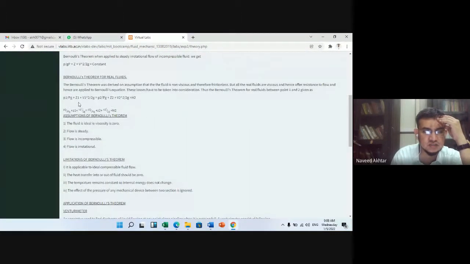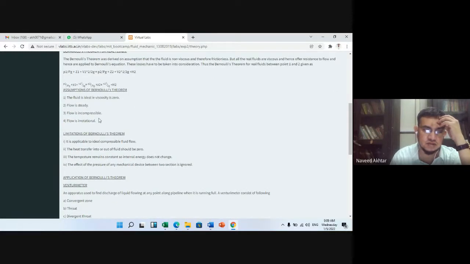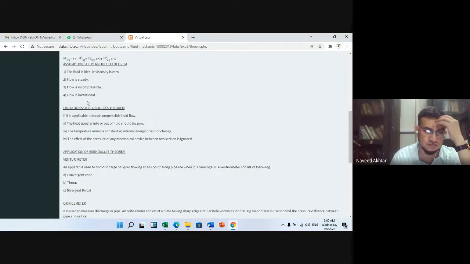and we have to prove this theorem that at any section, p1 upon rho g plus z1 plus v1 square upon 2g is equal to p2 upon rho g plus z2 plus v2 square upon 2g plus head loss, if you say, where some losses between the two sections are considered. So there must be some differences, but here we have to prove it assuming there is no viscosity.